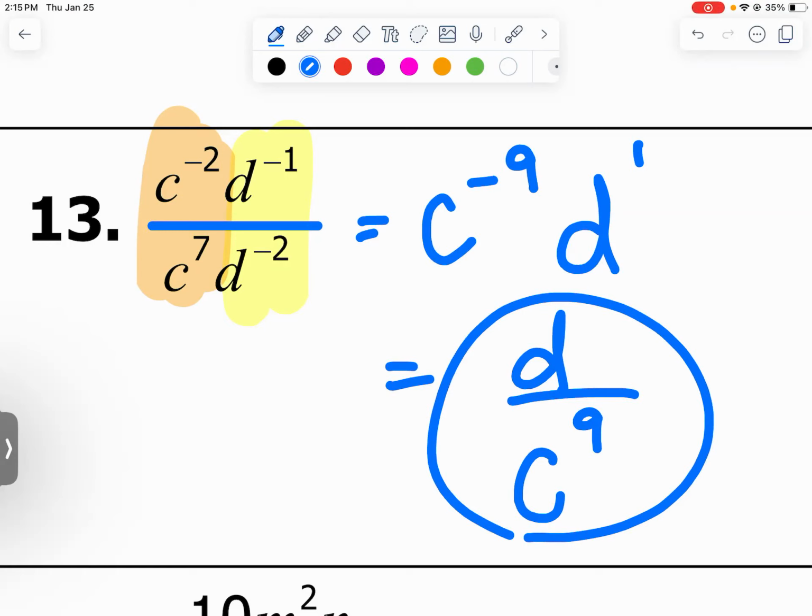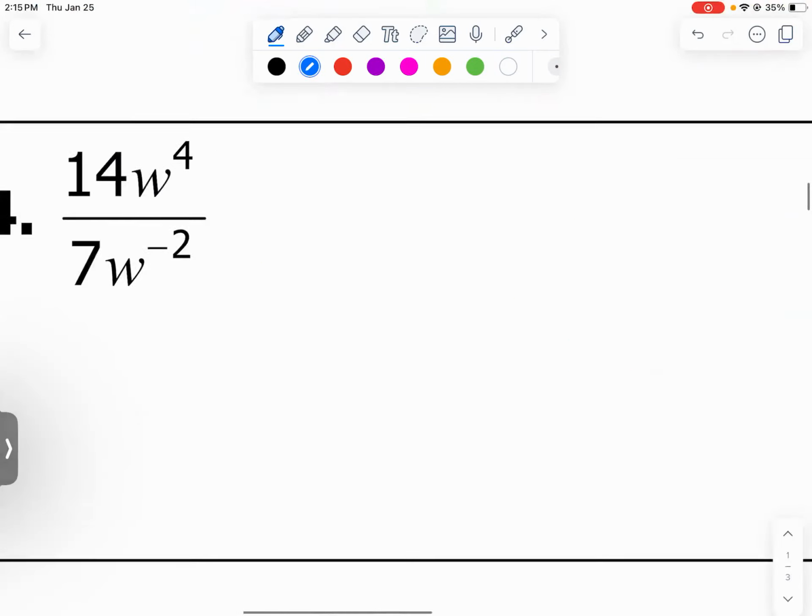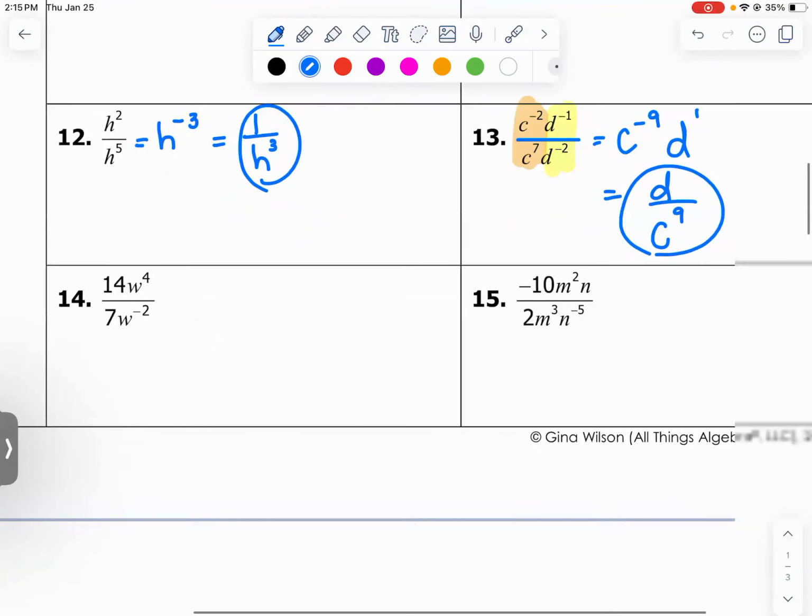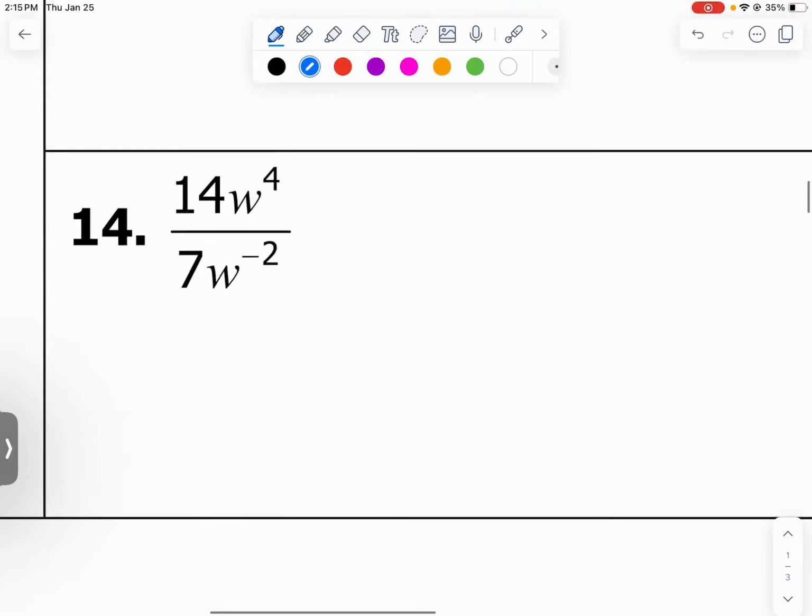You understand. Okay, so how about you and your elbow partner? Would you rather do 14 or 15? 14. I heard 14. You do 14. You have 30 seconds.